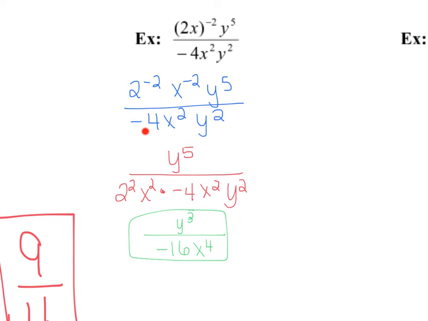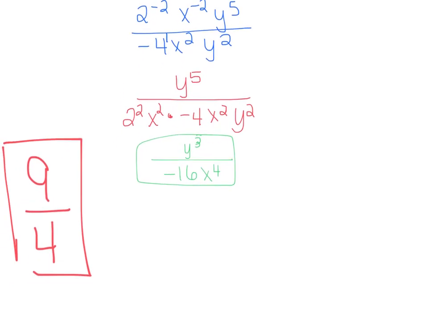And while 4 is negative, its exponent, to make sure, is actually positive 1. So even though the 4 is negative, it doesn't move. It stays where it is because it has a positive exponent. So now that I have all my exponents positive, I can start to simplify.